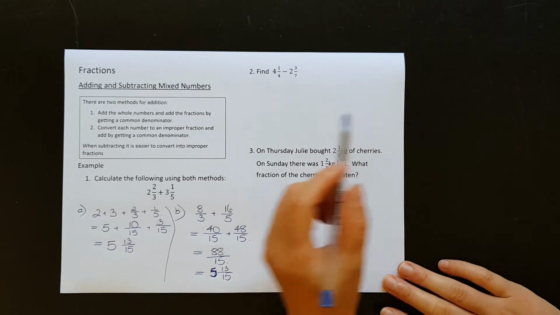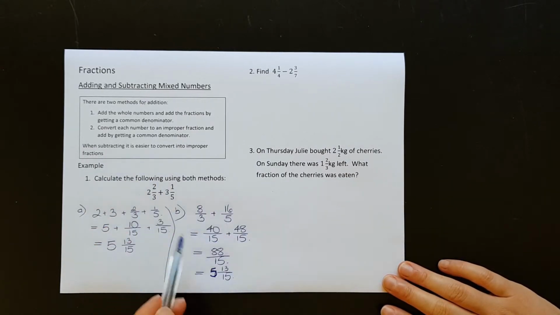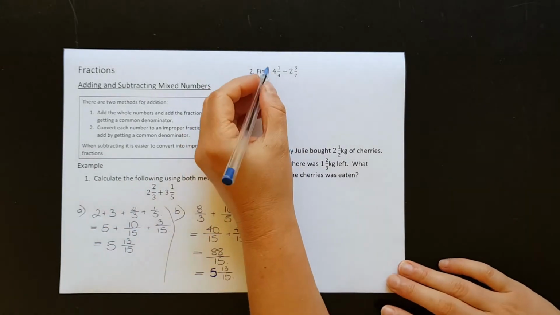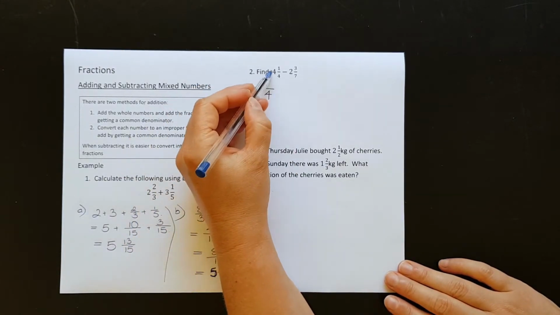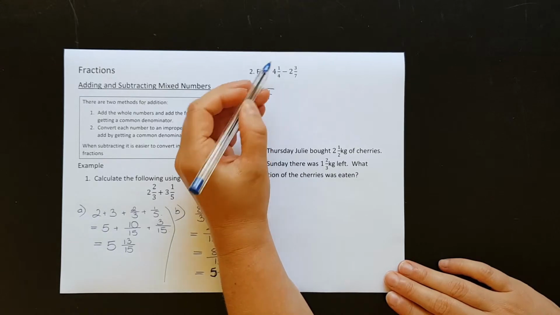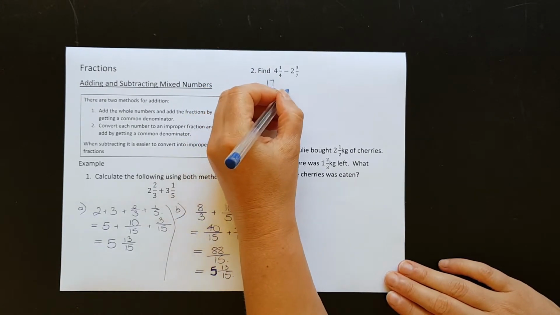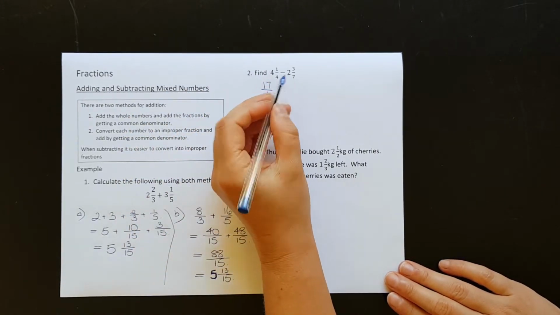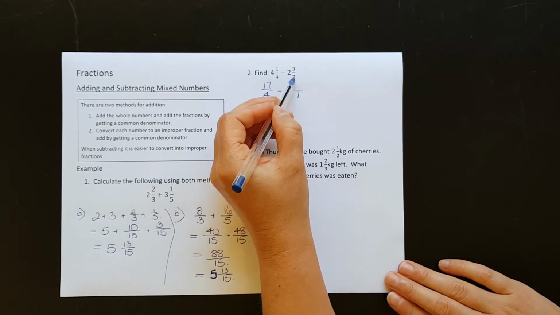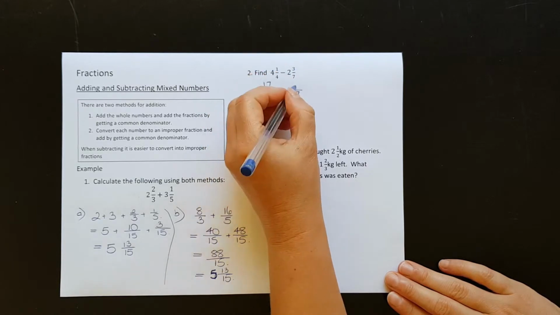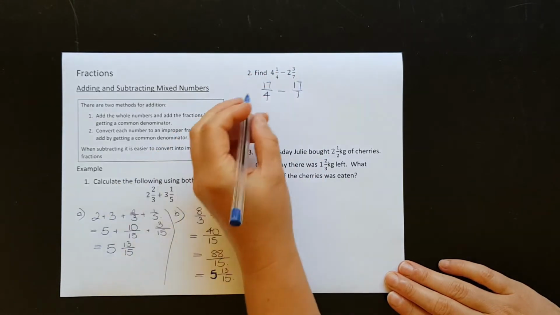We're subtracting, which means we need to use the improper fraction method. So the denominator is 4 for the first fraction. We multiply 4 times 4 is 16, plus that on is 17. Subtract, 7 is on the denominator of the second fraction. 2 times 7 is 14. Adding on the 3, we'll get 17.